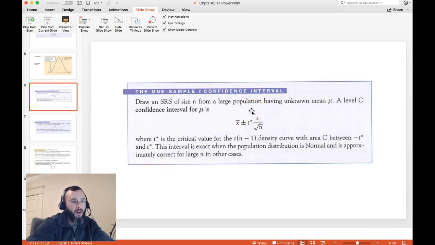And the margin of error is the critical t value times the standard error of the data. Okay, s divided by square root of n is that standard error, not a standard deviation anymore. So the t star is the critical value for the t(n minus 1) density curve. And that sounds a lot scarier than it is. It's just a density curve.